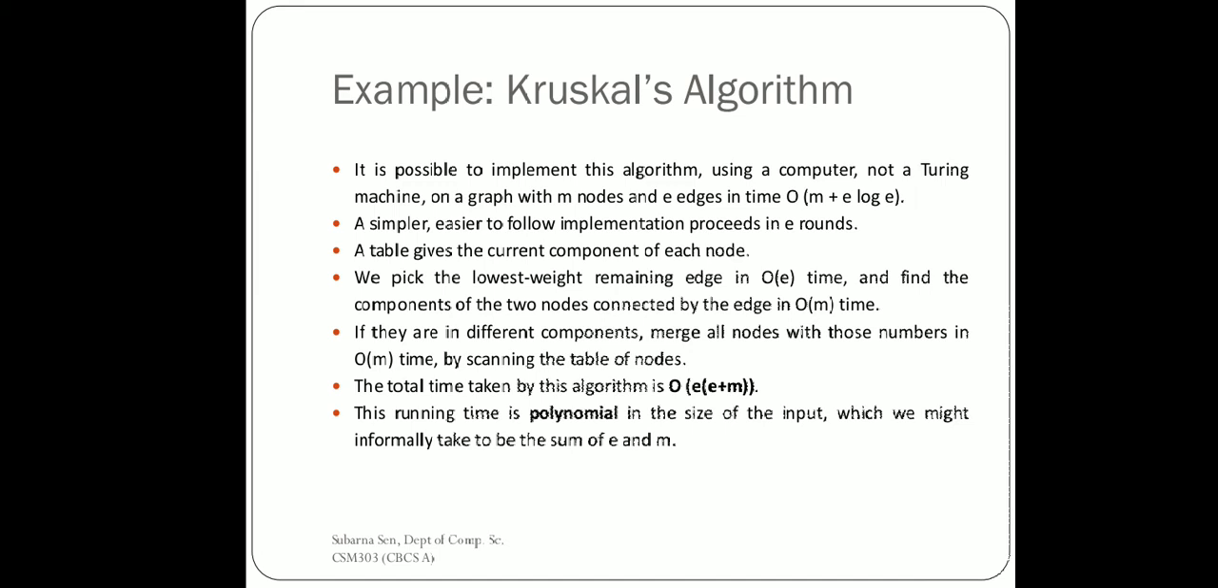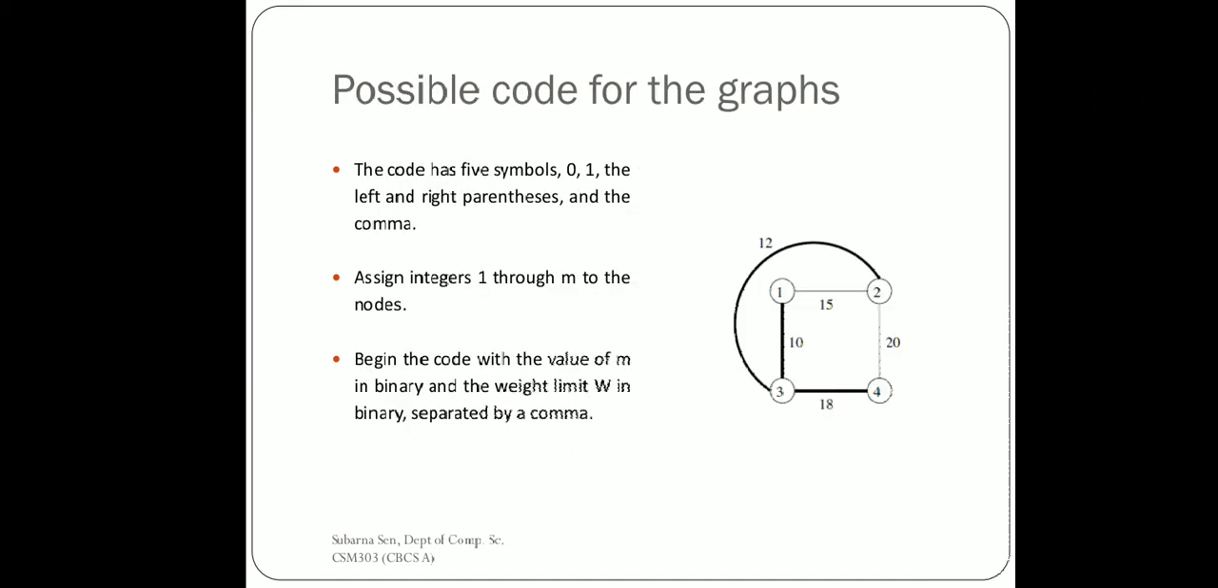So we will move to the Turing machine approach, and before that we will incorporate some coding pattern. How to map this total graph using the coding pattern? Here we will have 5 symbols, namely 0, 1, the left and right parenthesis, and a comma. Whenever we write the code, we will use these 5 symbols. This is the pattern for coding, and we will follow this pattern.